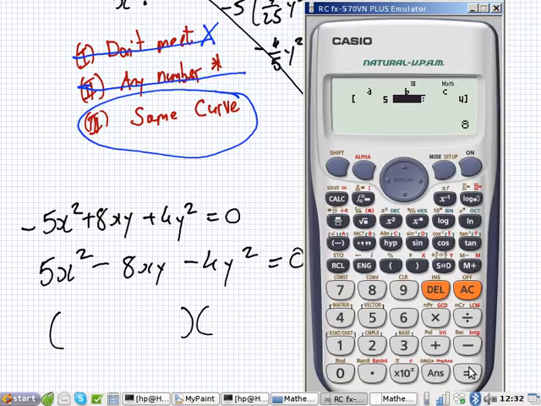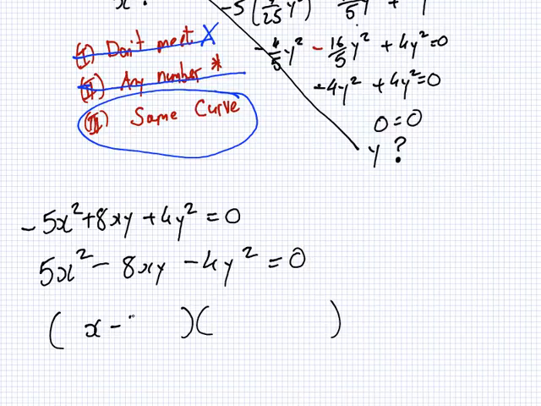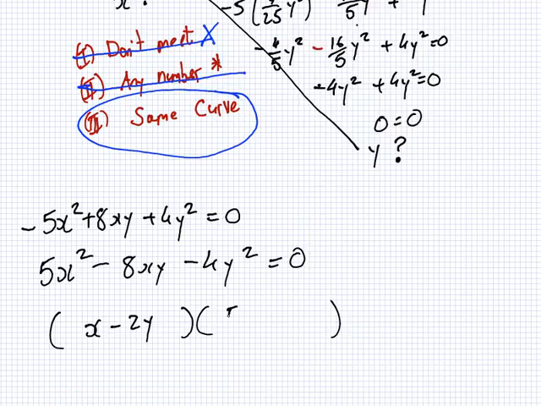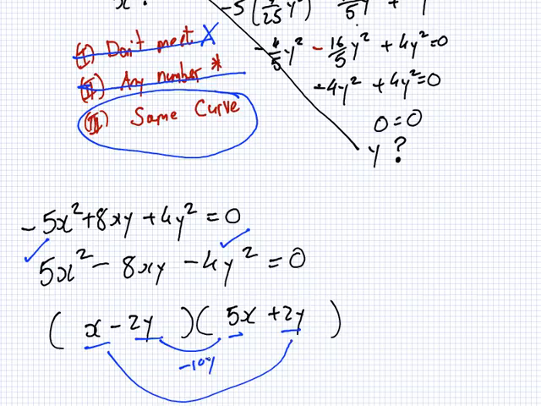5, minus 8, minus 4. x minus 2y maybe, and 5x plus 2y. Okay, let's check to see if that works. That multiplies that, makes that. Yes. That multiplies that to make that. Yes. Check the middle. This is minus 10xy, and here, 2xy, total, minus 8xy.